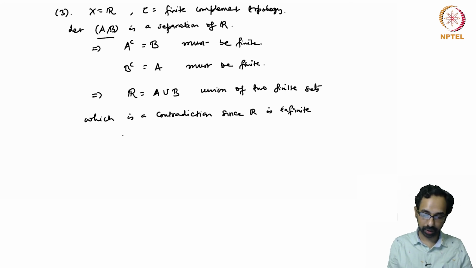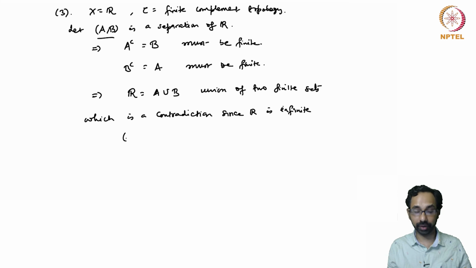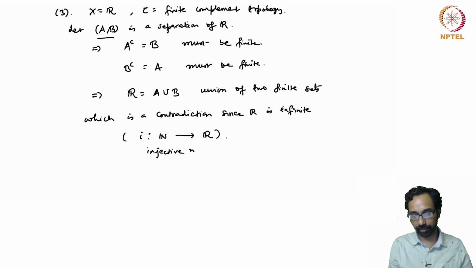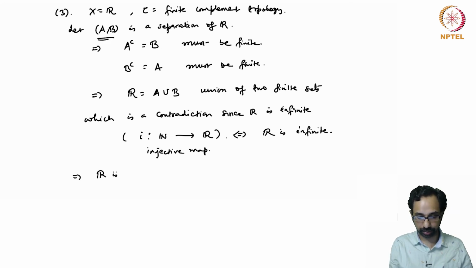Why is R infinite? Well, we can use one of the characterizations of infinite sets that we did in the first week, and here you have the inclusion of the natural numbers into the real numbers, and this is an injective map, and this implies that R is infinite. Actually, this is equivalent to saying that R is infinite. So we see that there is no separation AB of R, and so R is connected in the finite complement topology.